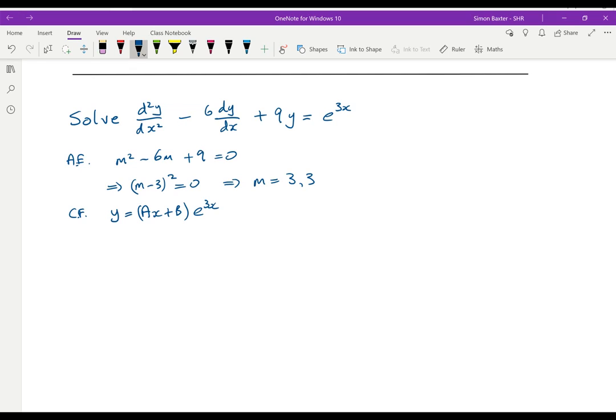In this case, we have e to the 3x on the right-hand side. We have e to the 3x appearing in the complementary function. We also have x e to the 3x appearing in the complementary function. So in this case, for the particular integral, we try y equals lambda x squared e to the 3x. And this is because e to the 3x and x e to the 3x both appear in the complementary function.